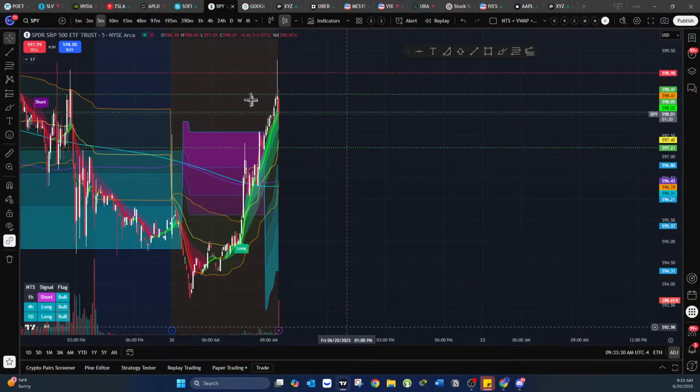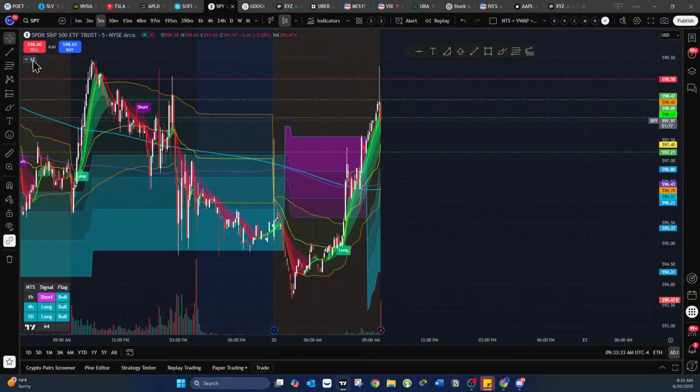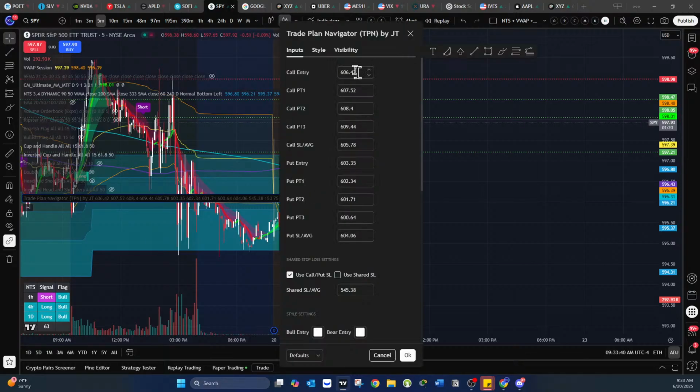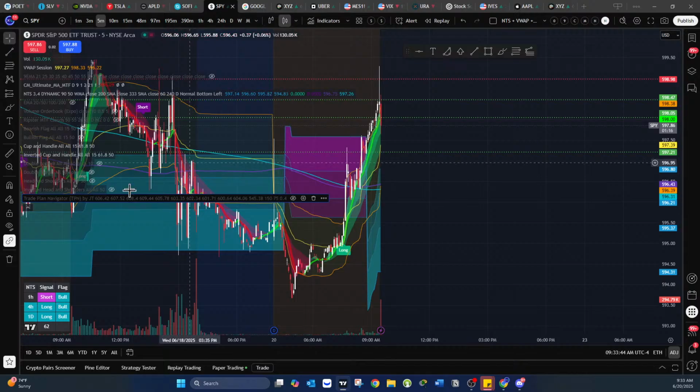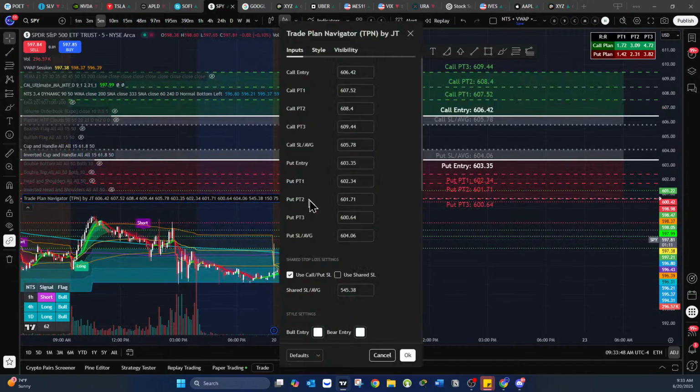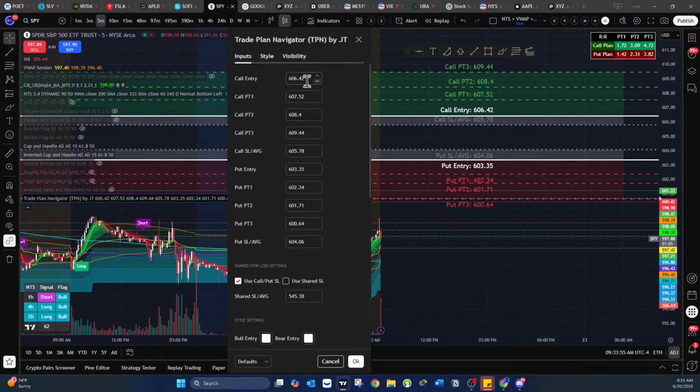I'm going to use what's called the Trade Plan Navigator, which every single member on the server has access to. We just need your TradingView username, and we can add it. This was from another day, but I'm going to revise these. It's pretty straightforward. It doesn't trade for you or do anything automatic like that, but it basically draws the support and resistance for you.